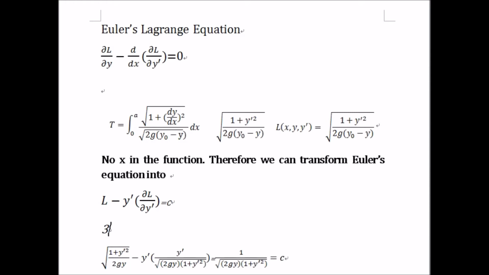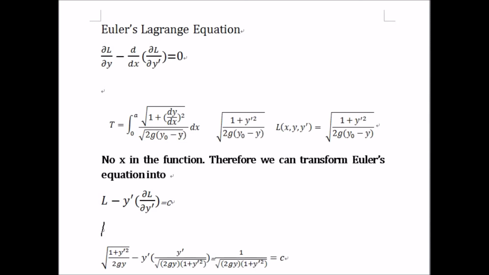L should consist of x and y prime. However, there's no x in our function. Therefore, we can transform Euler's equation into this new form, which is L minus y prime times del L over del y prime equals a constant. We're not going to explain how we transformed this, because it's going to take a lot of time, so we're just going to use it.